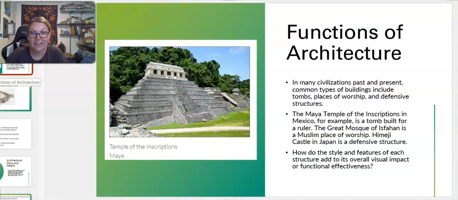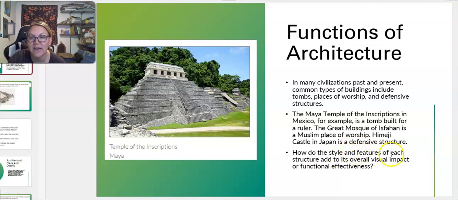Let's get started. So, functions of architecture. In many civilizations, past and present, common types of buildings include tombs, places of worship, and defensive structures. This is a Mayan temple that we are looking at. The Mayan Temple of Inscriptions is in Mexico. For example, it is a tomb built for the ruler. The Great Mosque of Isfahan is a Muslim place of worship. Himeji Castle in Japan is a defensive structure.